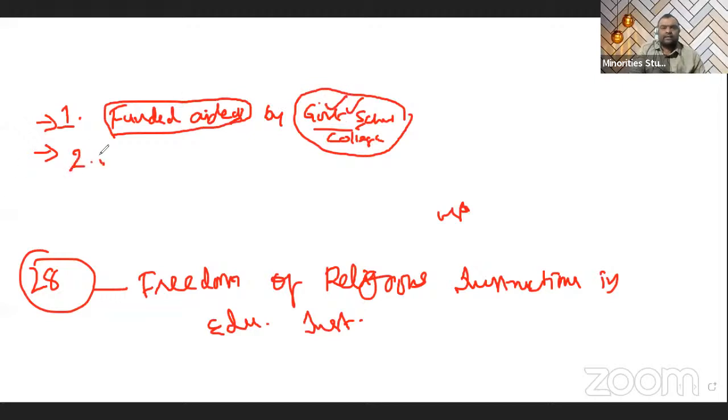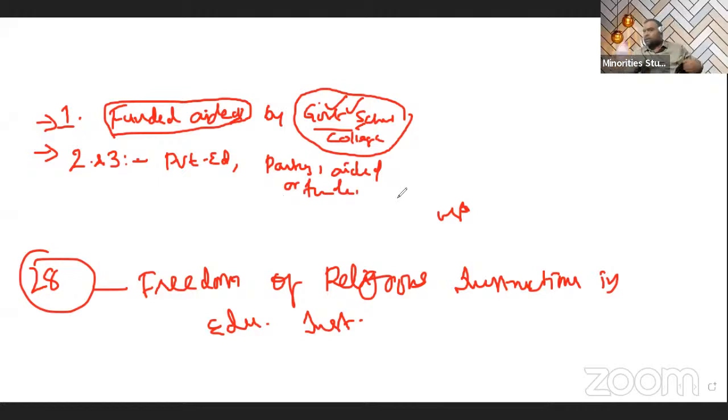Whereas in the second and third cases, these are the private educational institutions, right or wrong, and those partly funded or aided by the government.